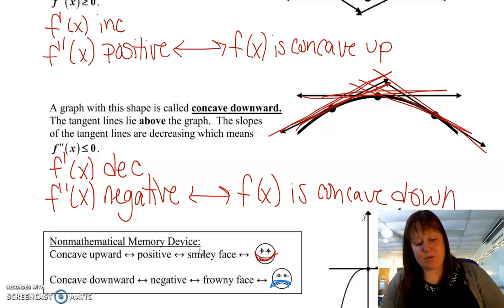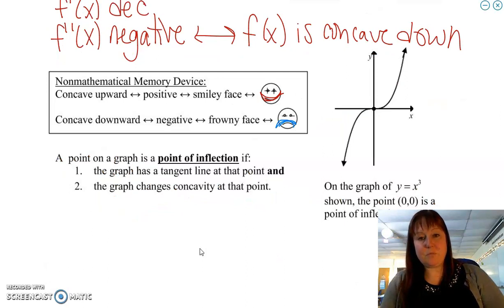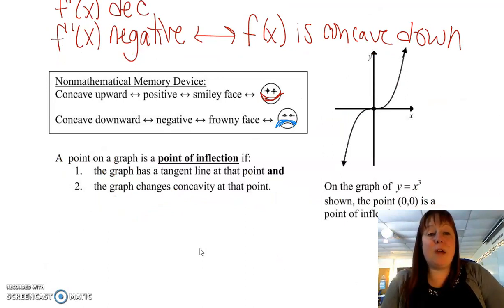So let's look at what that looks like on a graph. Oh yes, a point of inflection. On a graph, a point of inflection is where the graph changes concavity. The graph has to have a tangent line at that point, so it has to be differentiable at that point, and it's where it changes concavity.